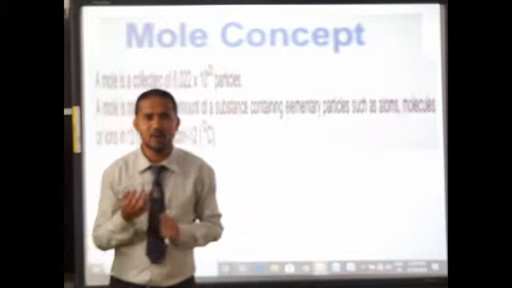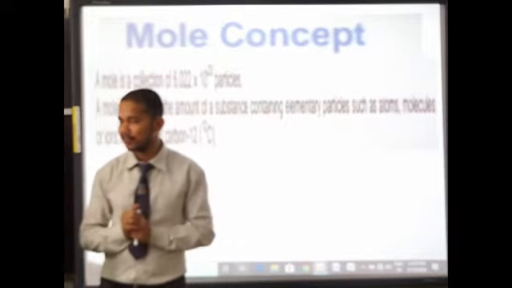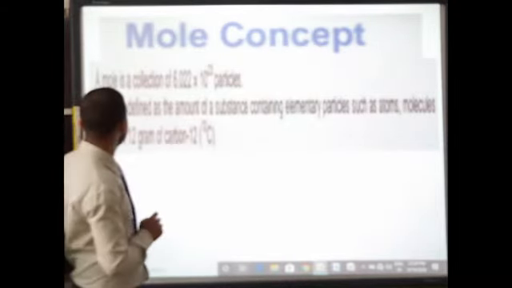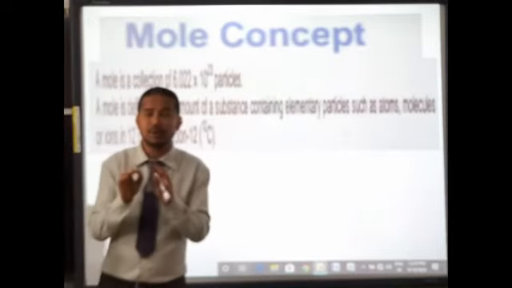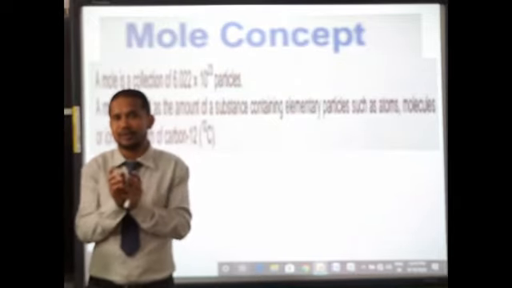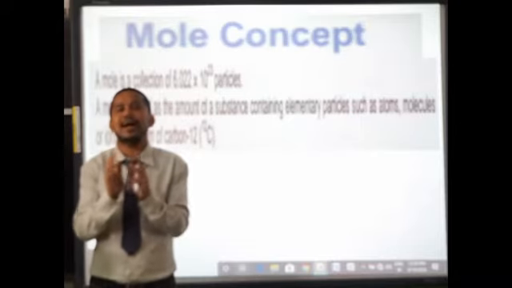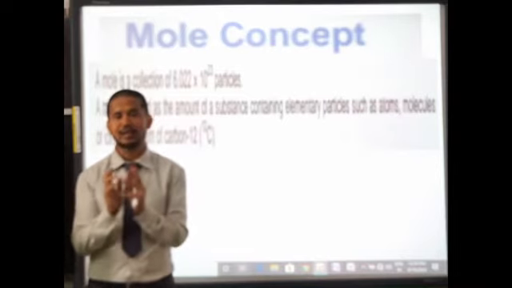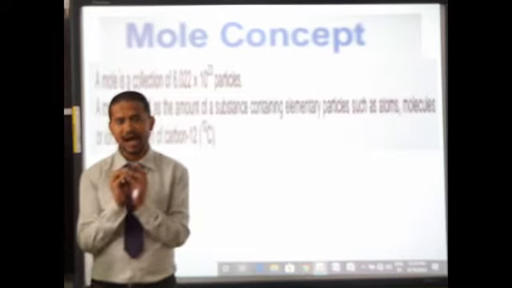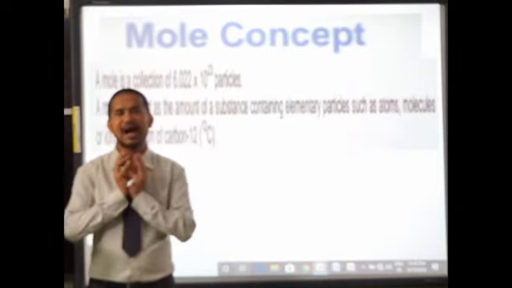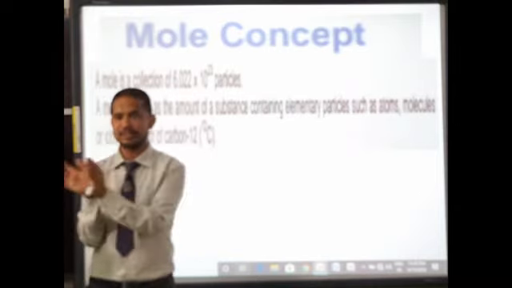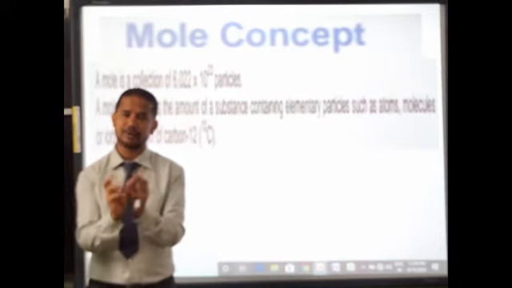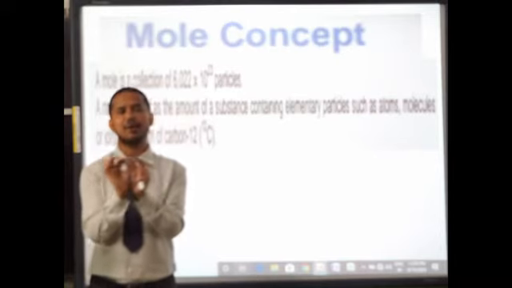How to define 1 mole? A mole is defined as the amount of substance containing elementary particles such as atoms, molecules, or ions as there are in 12 grams of carbon. First of all, how was it calculated? How many particles are there in 12 grams of carbon-12? Since it is the element carbon, how many atoms of carbon are present in 12 grams of carbon?